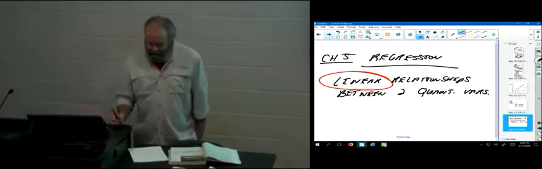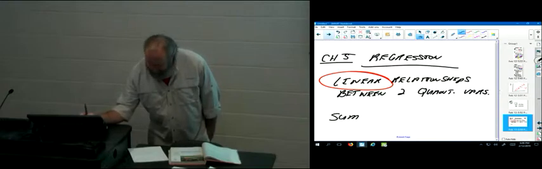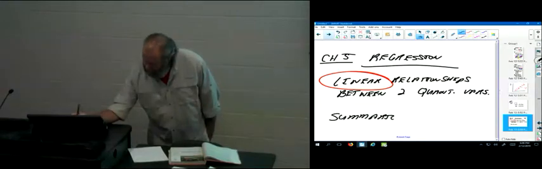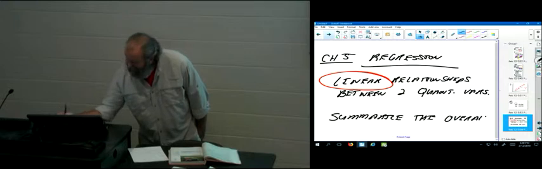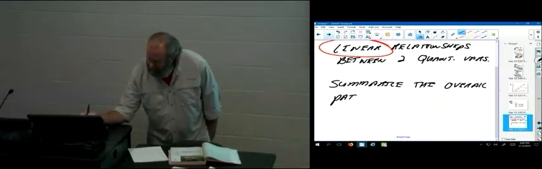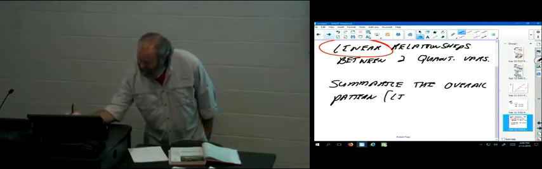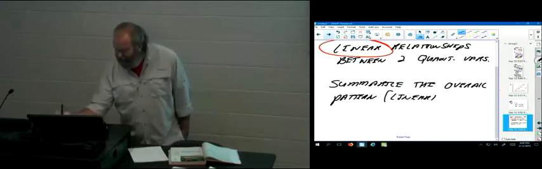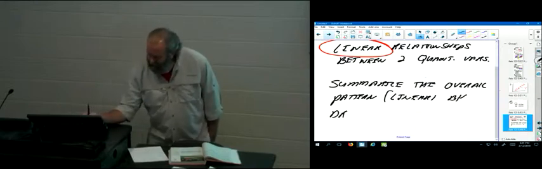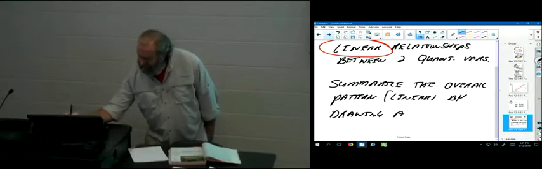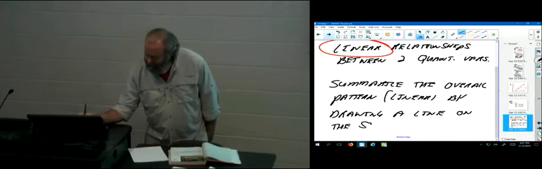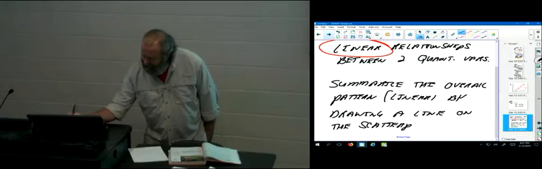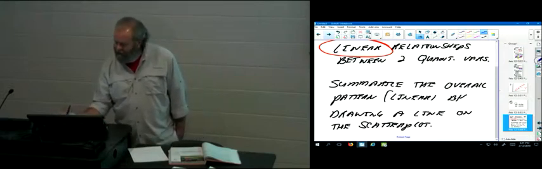What we want to do is this. We want to summarize the overall pattern, linear, right? The overall pattern is linear. That is your form here. By very simply drawing a line on the scatter plot. That's what this chapter is about. This chapter right here is about that line you want to put on that scatter plot.